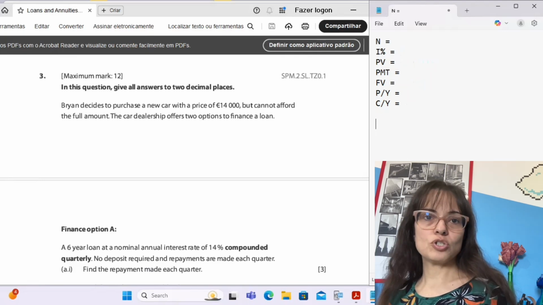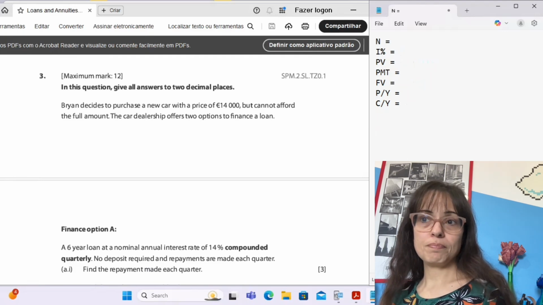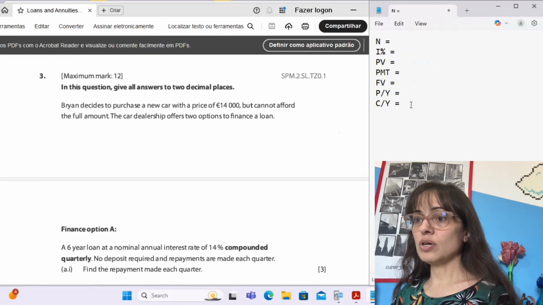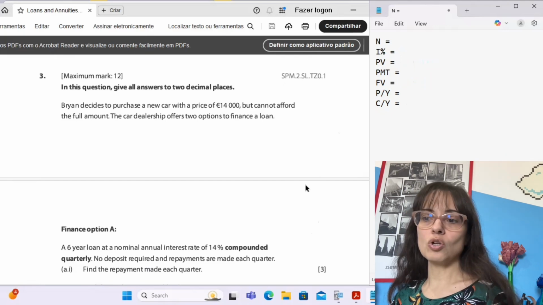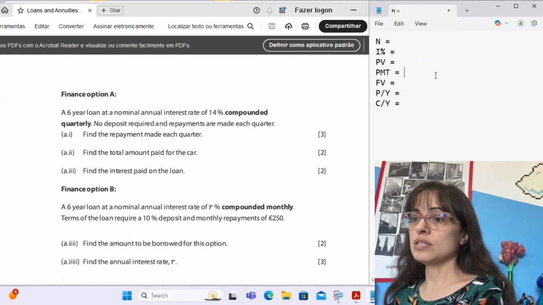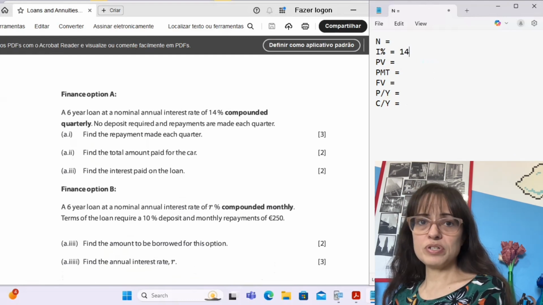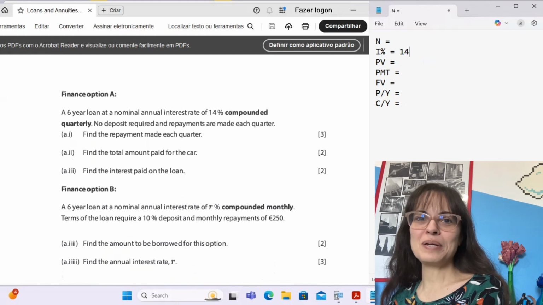So the third type of situation that I told you about was a loan. So that's what is going to happen in question number 3. Brian wants to buy a car that costs 14,000, but he cannot afford the full amount. Now he has two options to finance a loan. So for part A, we have a 6-year loan, 14%. Notice how the percentages are higher for loans because that is how banks make money.